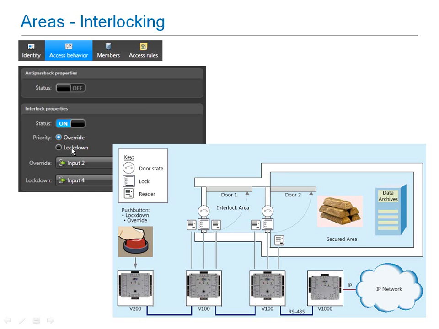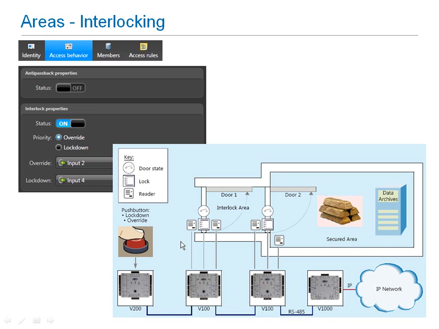In an override, all the doors are unlocked, and when you put a system into lockdown, all the doors to the area are locked and access is denied even to valid cardholders. Now right here we can set the priority on either the override or the lockdown condition in case both of the inputs that are selected here are active at the same time.